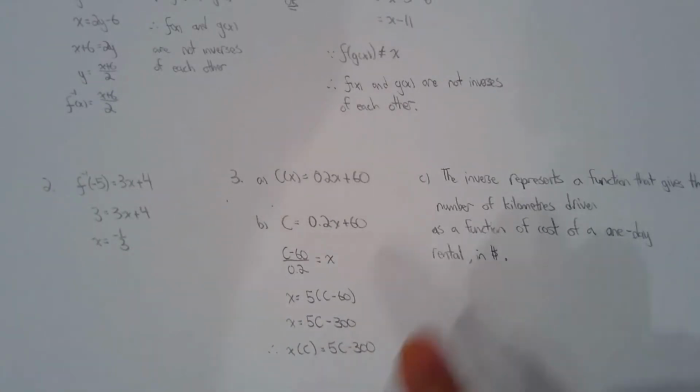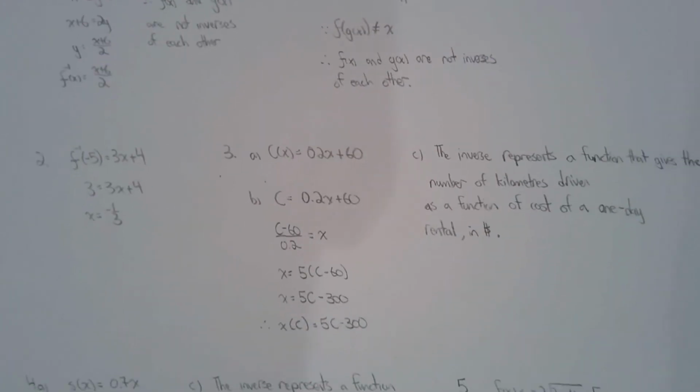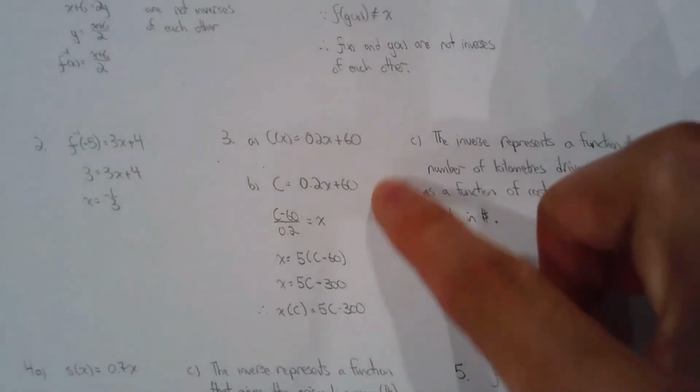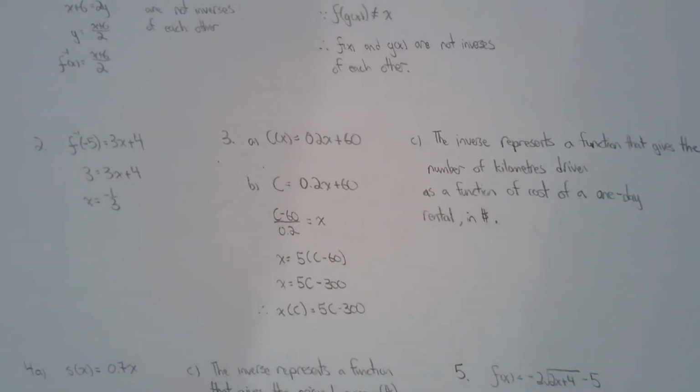For question 3, you just build the function given the information. It's a linear function, very simple. Find the inverse. So instead of c of x, it is now x of c, which represents a function that gives the number of kilometers driven as a function of cost of a one-day rental in dollars.